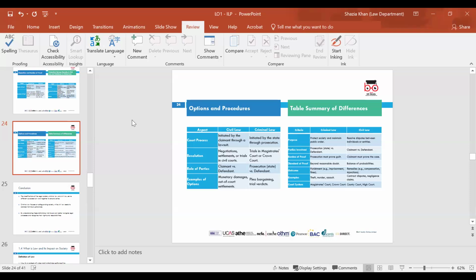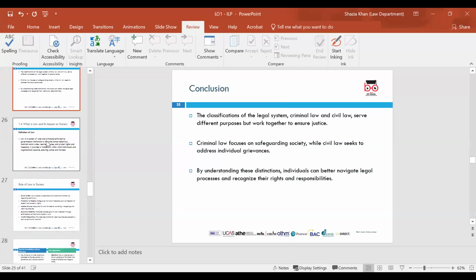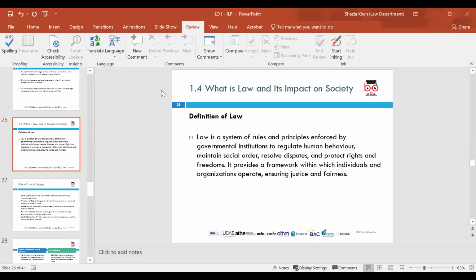Table of summary. So you've got the purpose and the parties involved for criminal and civil law in that table. In conclusion, criminal law and civil law are there to try to safeguard society and address any sort of grievances. There are differences in how each law applies and how they work, but civil law is to gain compensation, and criminal law is to stop them doing any sort of crime again, to deter them.